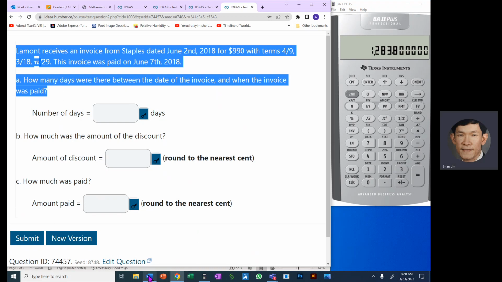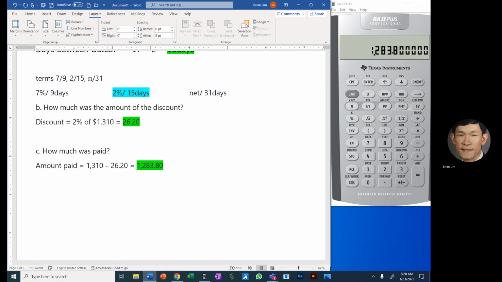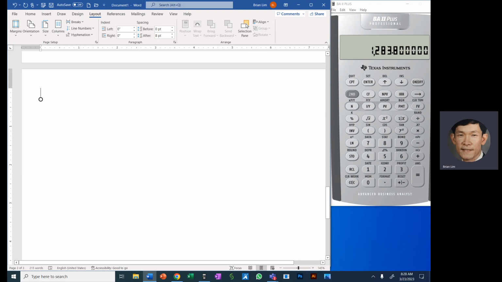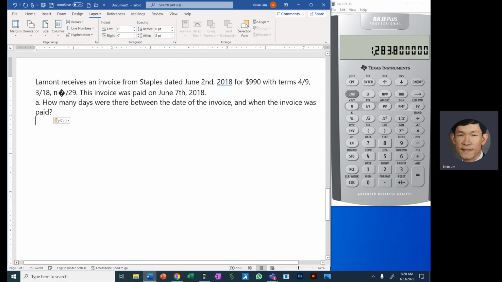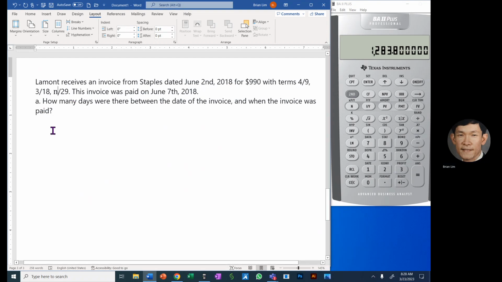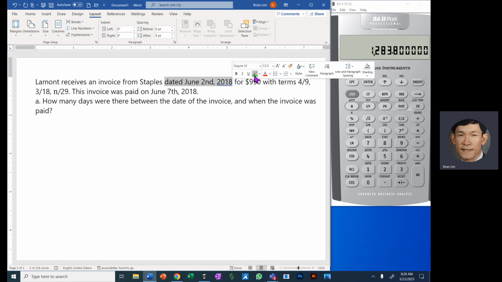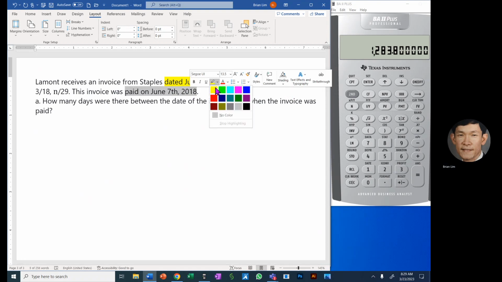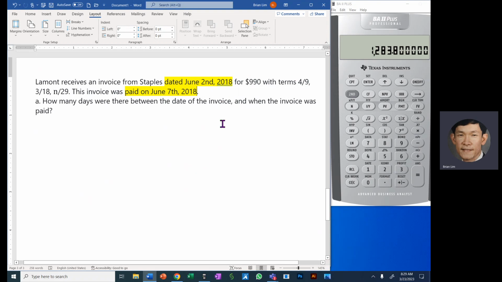And we will do what we did before. We can go to a new page. So we start afresh and we can see this one now. Okay, so let's delete this gray character there. And there we are. So date of the invoice, dated June the 2nd, 2018. So let's highlight that one first. And the terms you have there, and it was paid on June the 7th, 2018. All right, so we have the invoice date and the payment date.